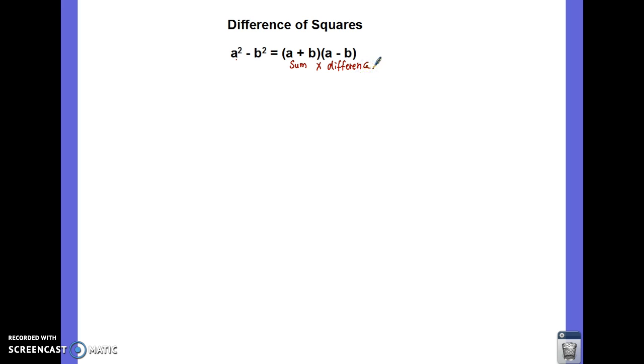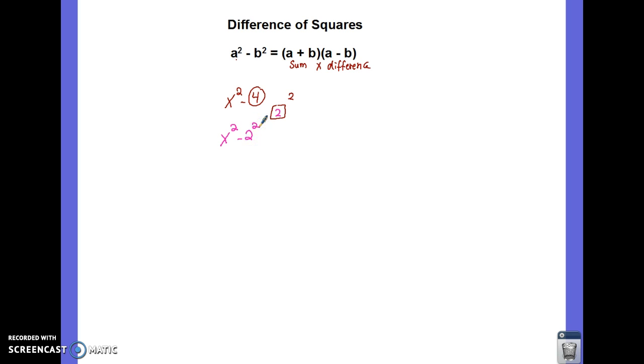Okay, so we have x squared minus 4. We need to put it in the form of a squared minus b squared. So x squared is already in the form of a squared. How can I make 4 into the form of b squared? What base to the power 2 is a 4? Of course, 2, because 2 times 2 is a 4. So x squared minus 2 squared.